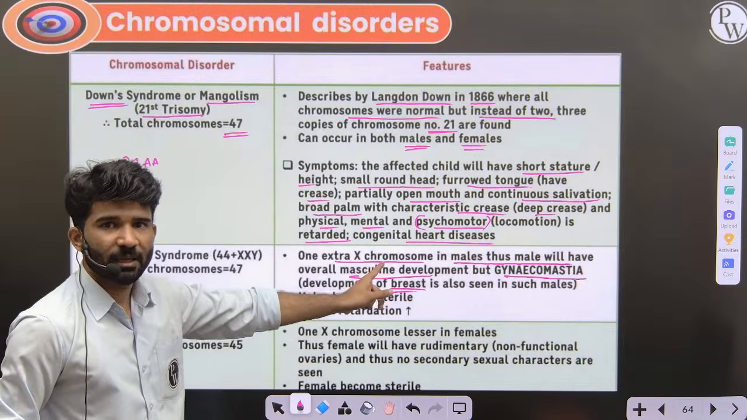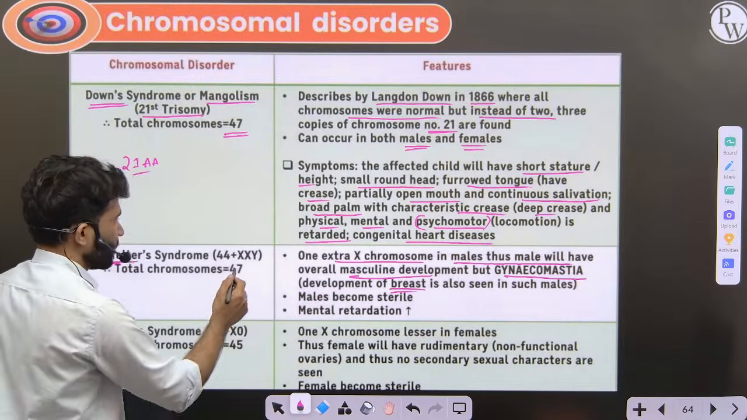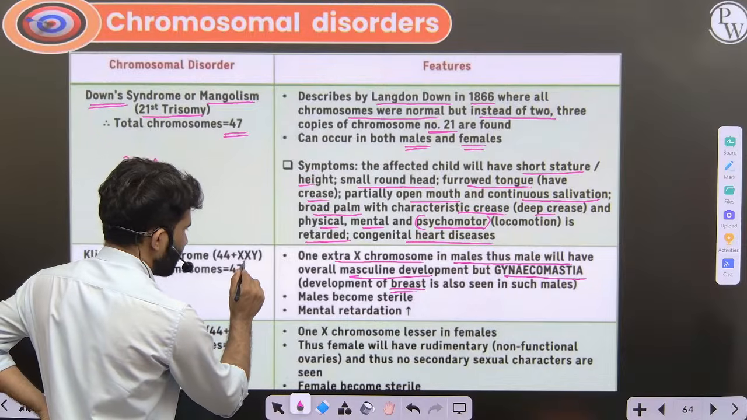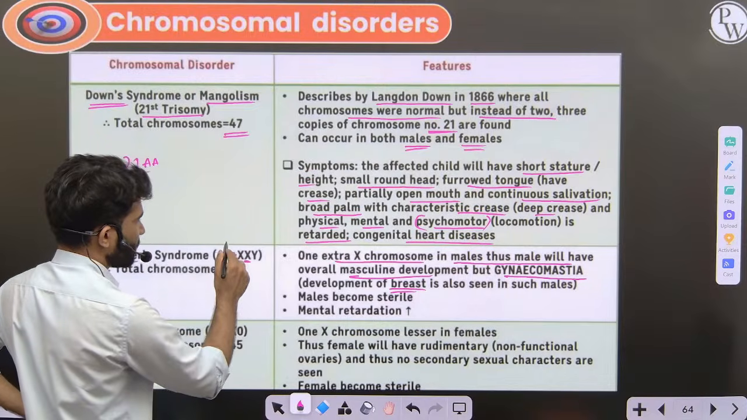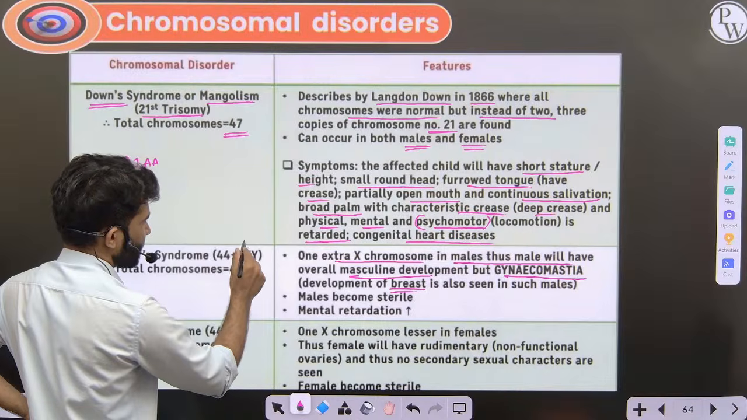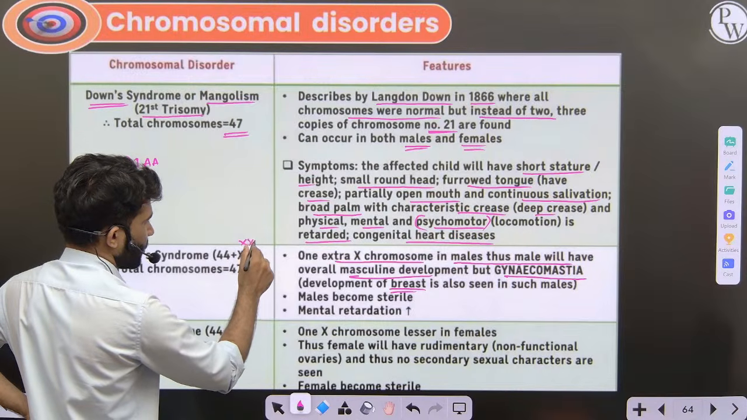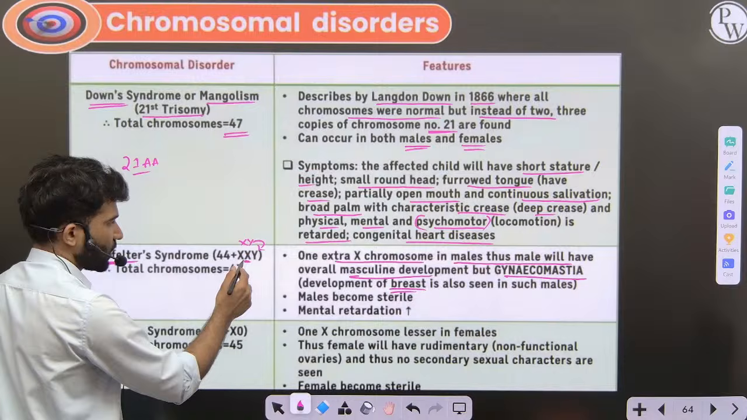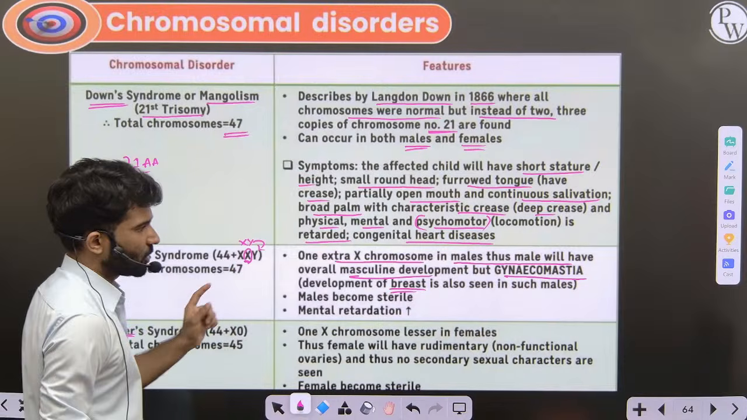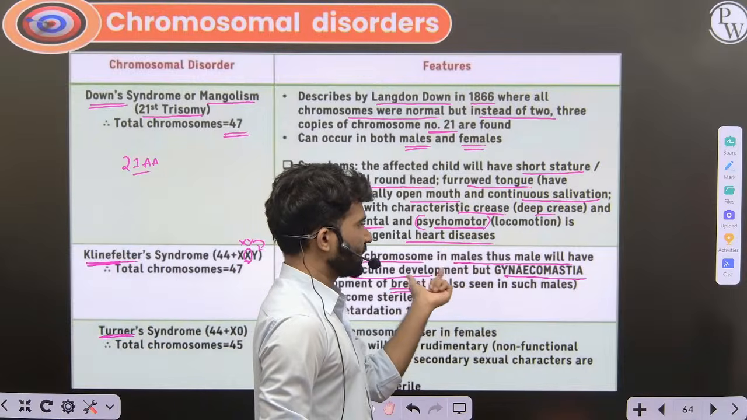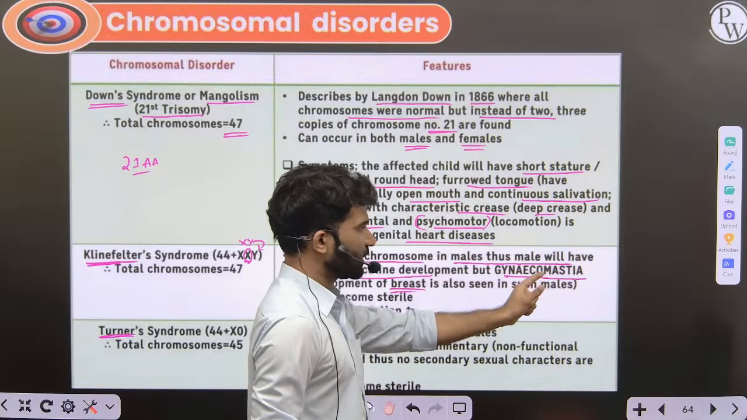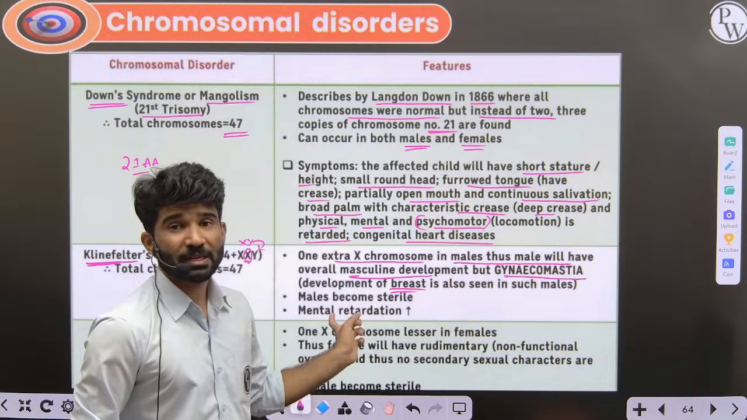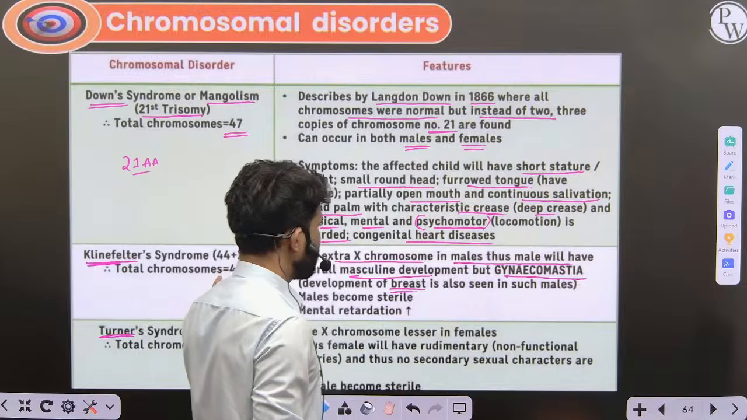As it occurs in males, what happens? One extra X chromosome will appear instead of 46 XY. XXY will appear. One extra chromosome that causes overall masculine development along with gynecomastia. That means breast development takes place in case of males.